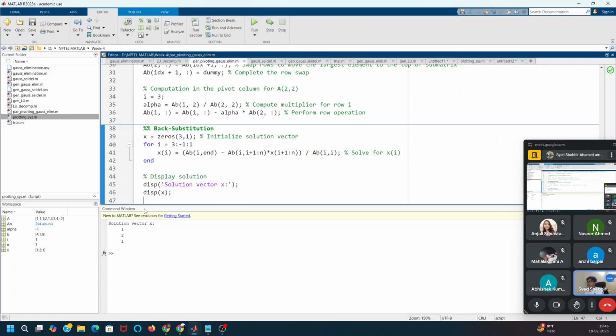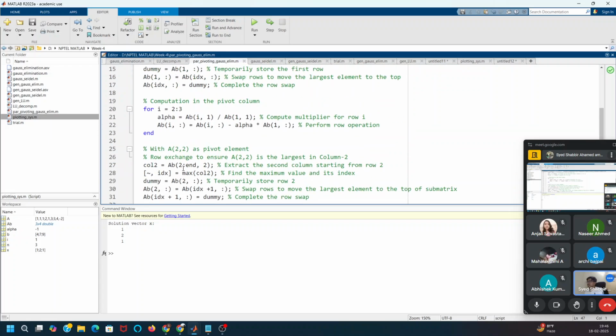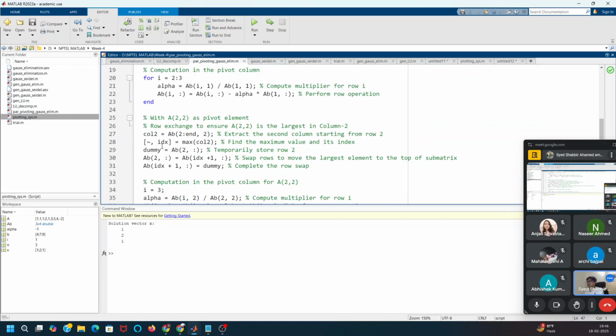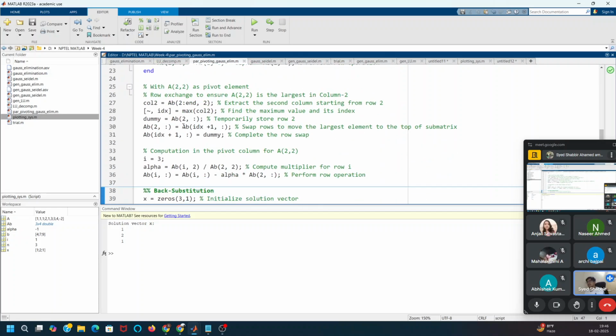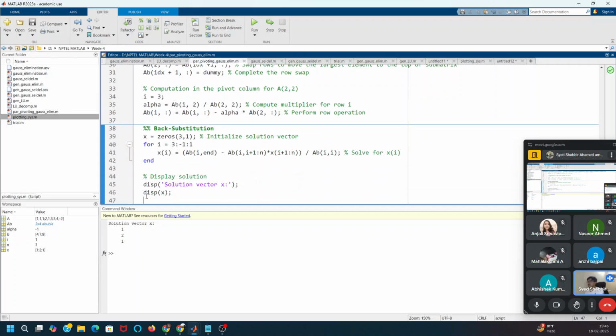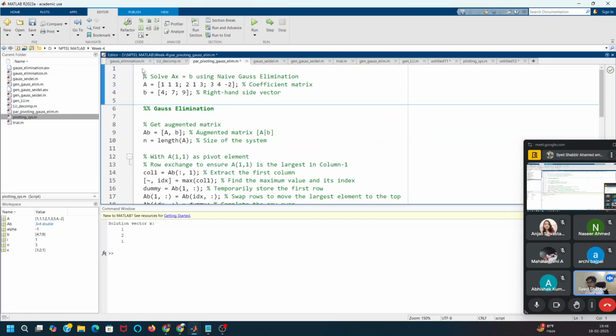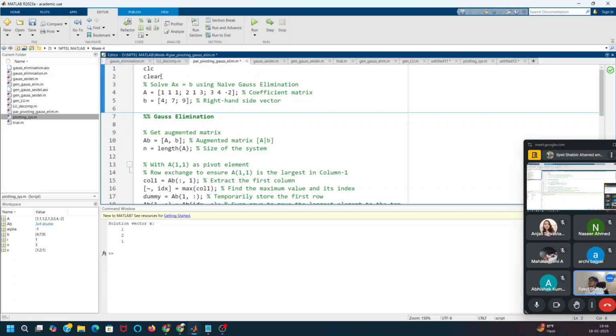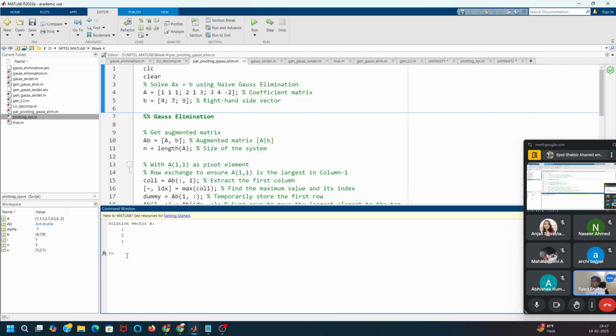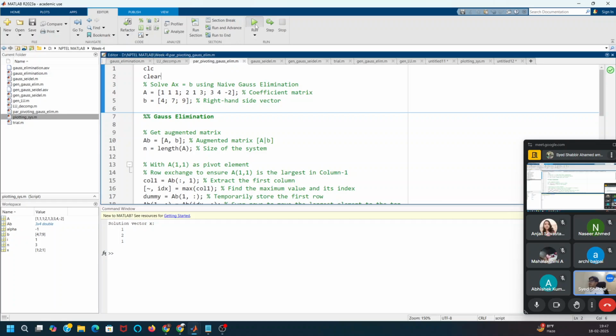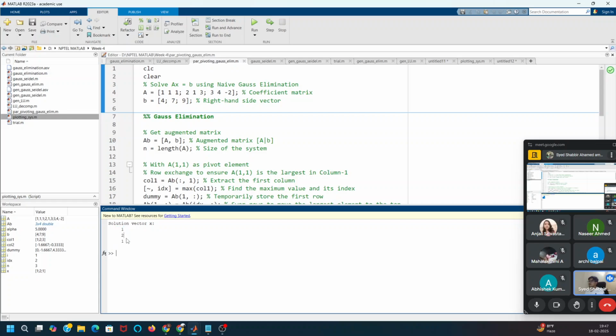So this partial pivoting will go on, and after doing that partial pivoting, we will do the same thing whatever we have done in Gauss elimination, and we can get the solution. So I'll also add CLC here. I run it, and again we'll get the same solution.